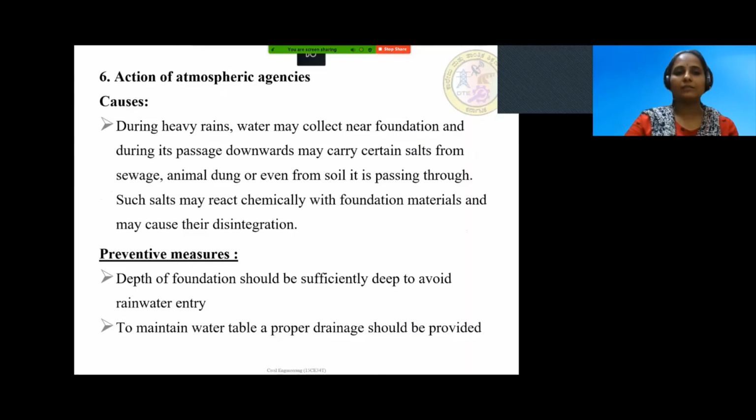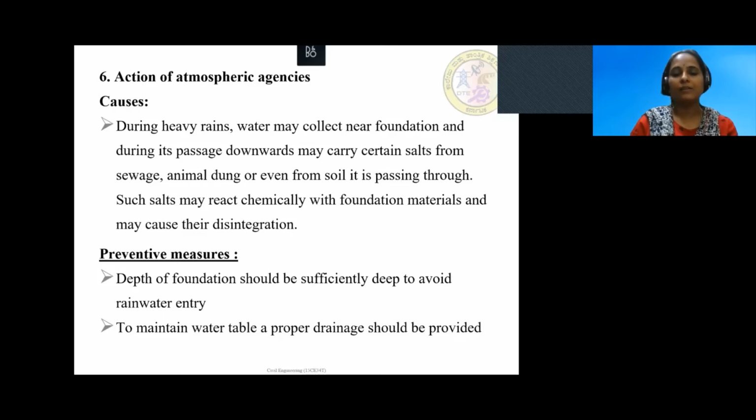Last one, the action of atmospheric agencies, the causes, why it happens. Atmospheric agencies means what? Due to heavy rain, wind, moisture content, water will get collected near the foundation. Again, what it will do is infiltration, which means penetrating inside the building.